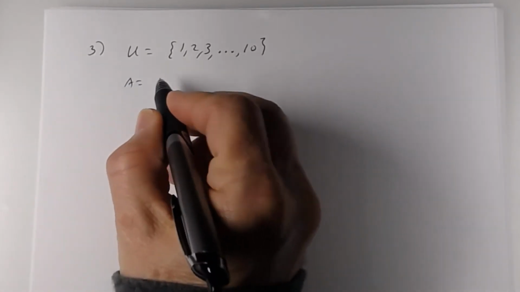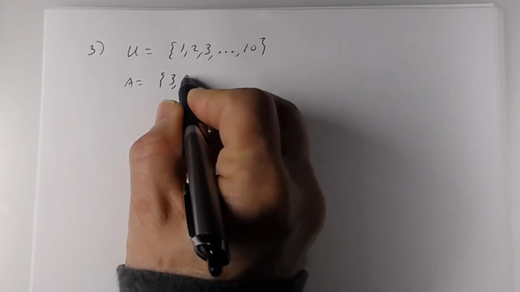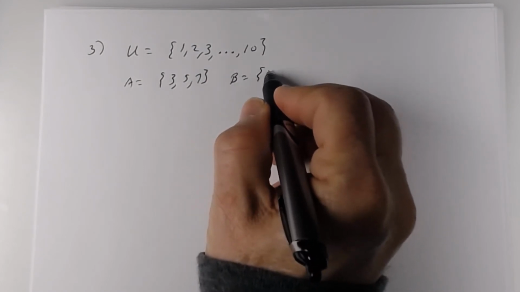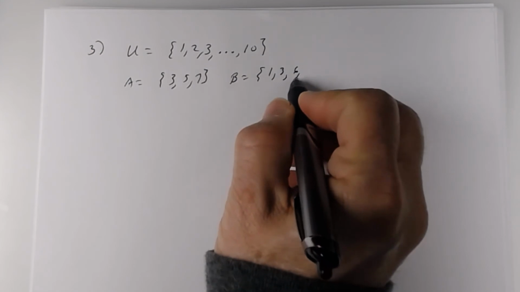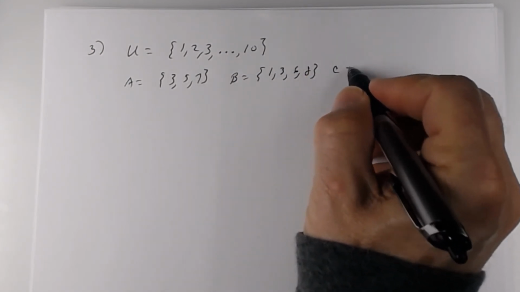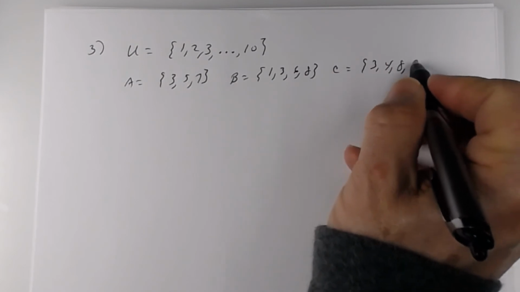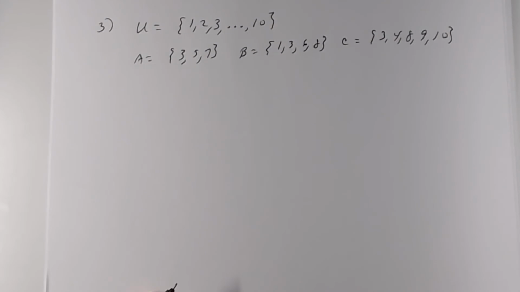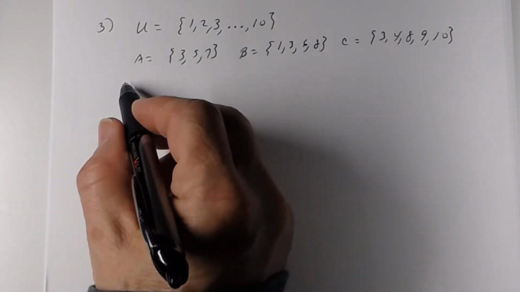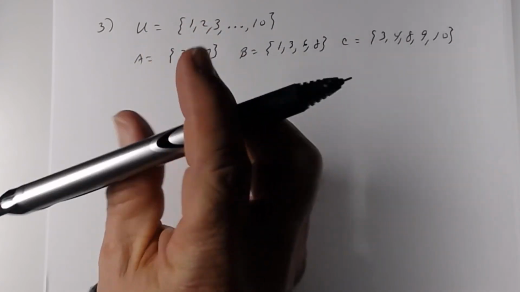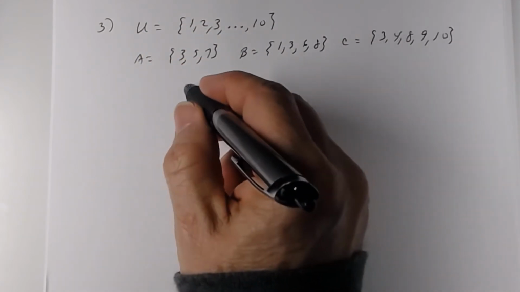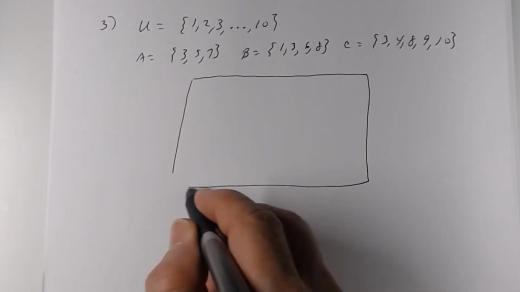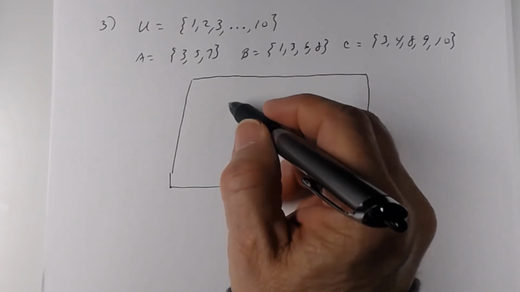Set A only has 3 elements, 3, 5, and 7. Set B has 4 elements, 1, 3, 6, and 8. Set C has 3, 4, 8, 9, and 10. Okay? So what I'd like for you to do first, before we actually do A and B, is construct the Venn diagram. So let's see if you can remember the processes to go through.